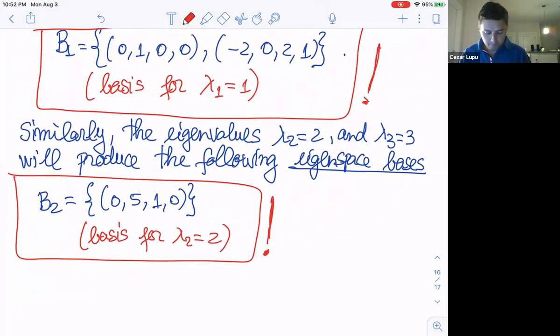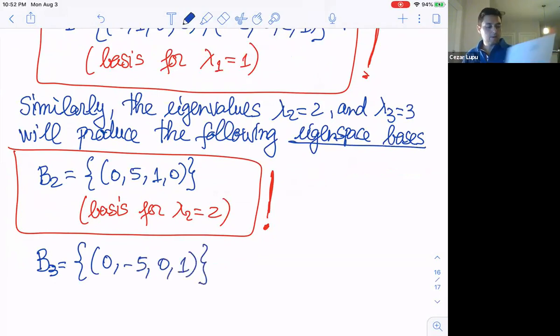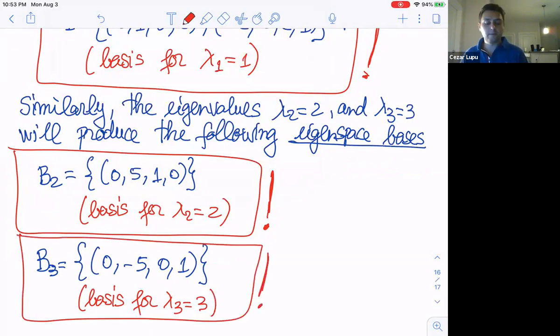And now we also have that B3, another basis, is given by, again, only one vector. It's (0, -5, 0, 1). Okay. And that's a basis for lambda 3 equals 3.